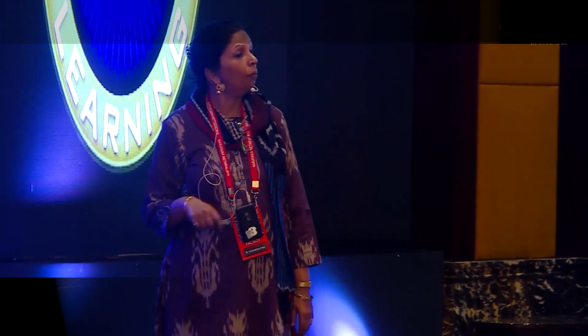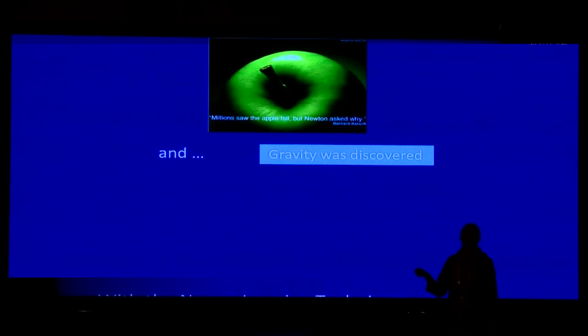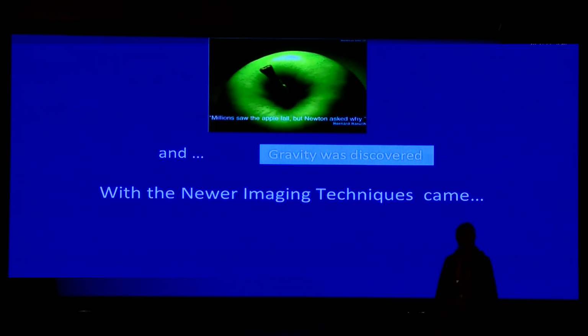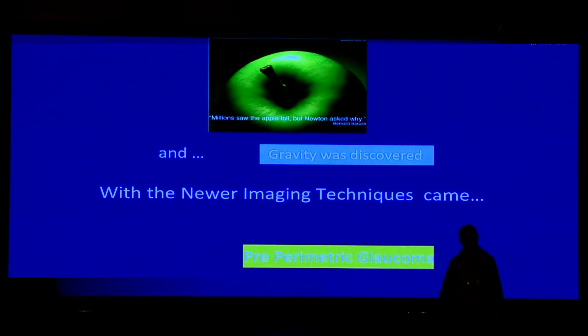So early diagnosis is a challenge. Clinical acumen needs to be aided with computerized tests available today. Millions saw the apple fall, but Newton asked why, and gravity was discovered. So with the neuroimaging techniques came pre-perimetric glaucoma.